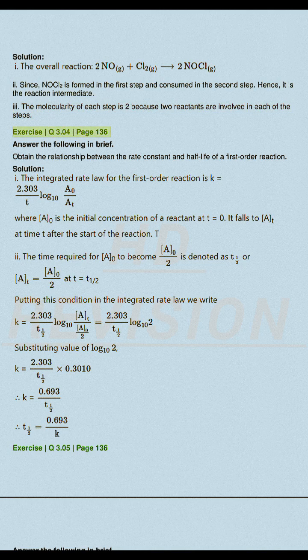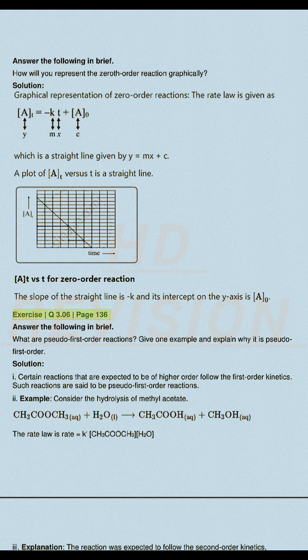Exercise Q 3.04, page 136. Answer the following in brief. Obtain the relationship between the rate constant and half-life of a first-order reaction. Solution. Exercise Q 3.05, page 136. Answer the following in brief. How will you represent the zeroth order reaction graphically? Solution.